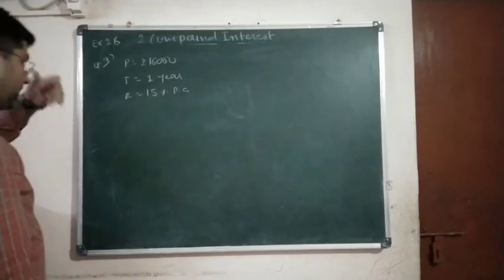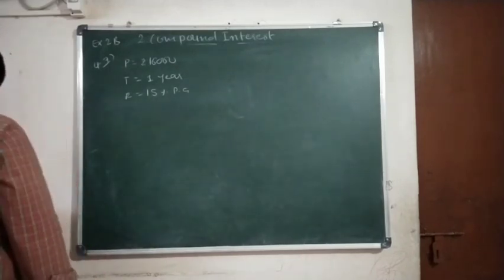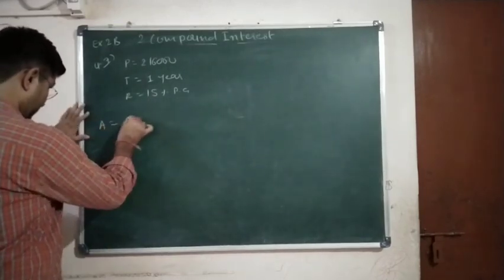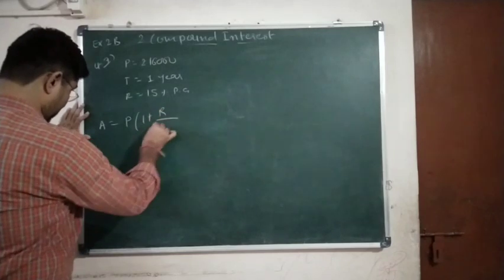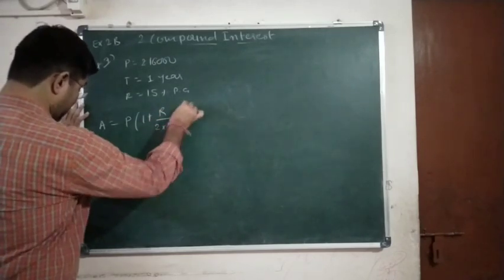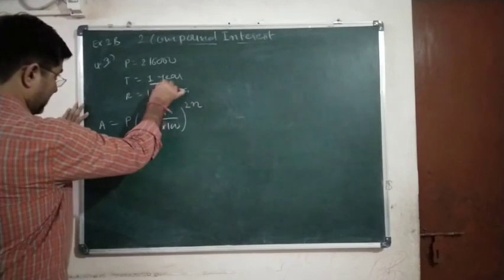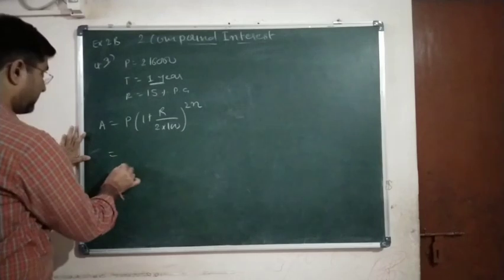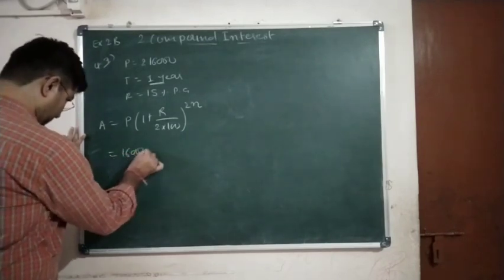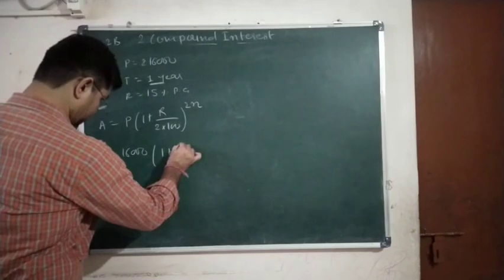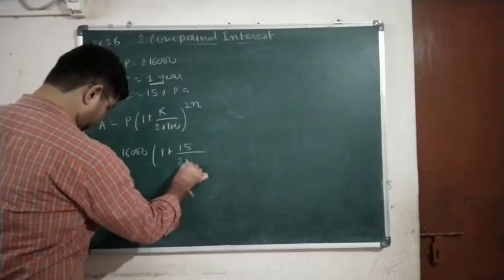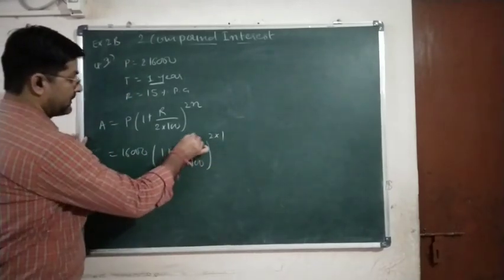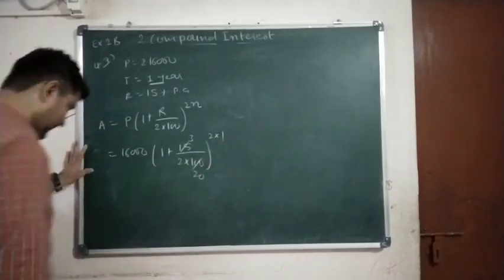So we have a formula for half yearly. Yes or no? Yes. Okay, so let us put the formula to calculate the amount. P into 1 plus R upon 2 into 100 raised to 2n. Remember that n must be the number of years. So we have 1. Okay, so principal is 16,000, 1 plus 15 upon 2 into 100 raised to 2 into 1. We can reduce by 5, 5 3s are 15, 5 20s are 100.